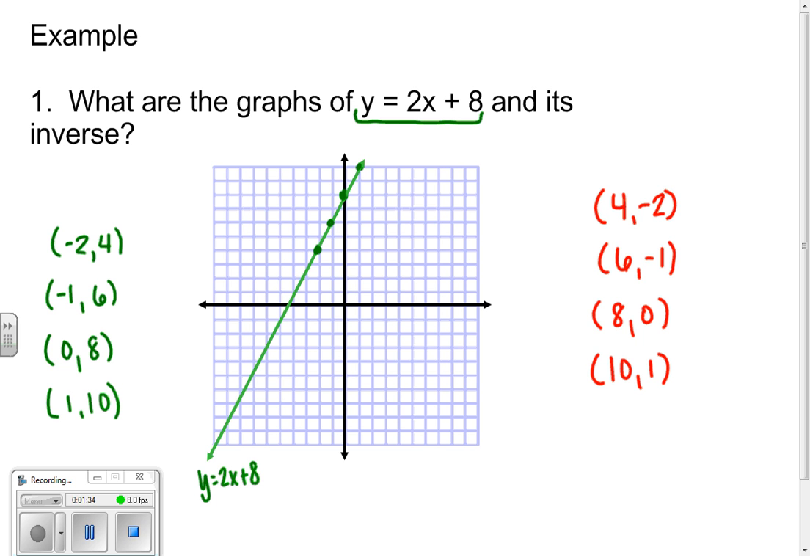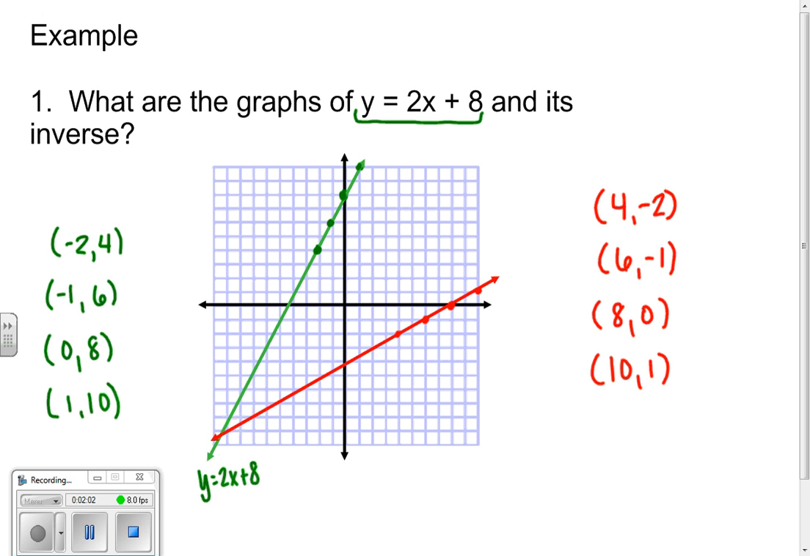So you graph those, you plot them. 4, negative 2 is right here. 6, negative 1, 8, 0, and 10, 1. So you'll notice when you start graphing these that these all actually have an interesting idea behind them. I see what I did. Hold on. That point should be right there. These are all symmetrical about the same equation, which is something we'll get to a little bit.